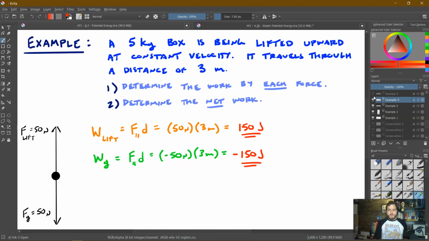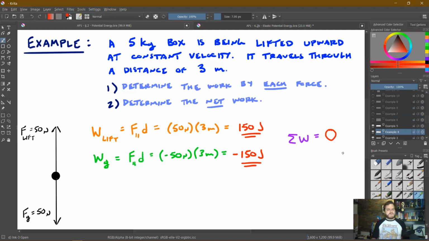And the net work on the box would therefore be, well, 150 joules plus negative 150 joules gives me a net work of 0. And let's pause there for just a second, because remember, we learned last video from the work energy principle that the net work is equal to the change specifically in kinetic energy.